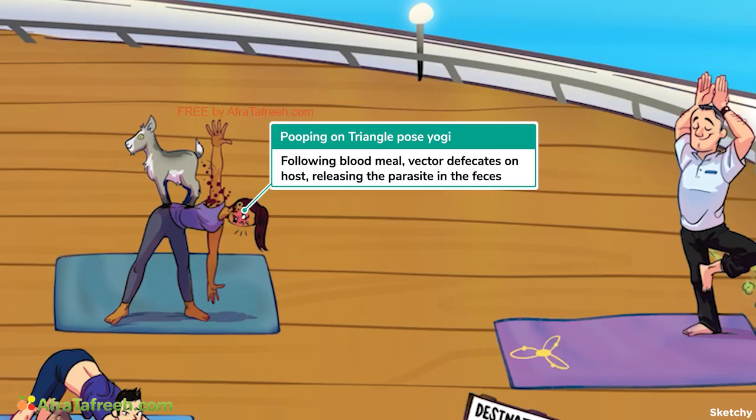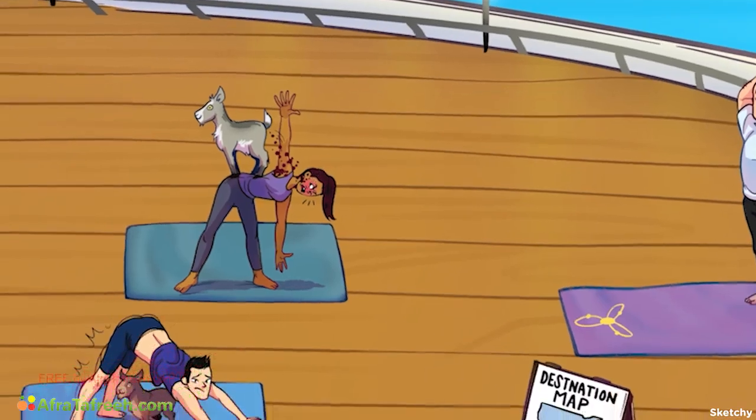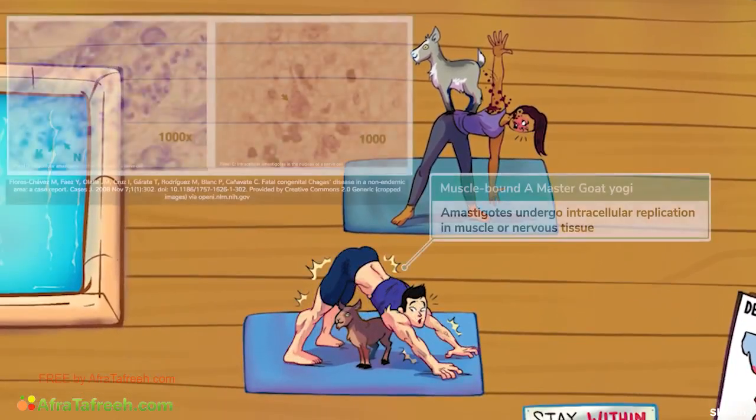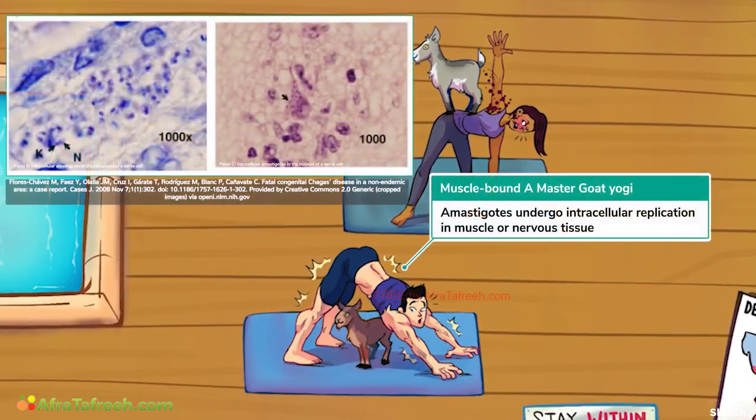The parasite then enters the host body through mucous membranes, or directly through the open bite wound, swimming through the bloodstream until it finds just the right host cell in which to replicate, most often in the muscle, including cardiac muscle, or nervous tissue. It's the amastigote form that undergoes intracellular replication, so to help you remember this, we have our A-shaped master here who is really bulked up.